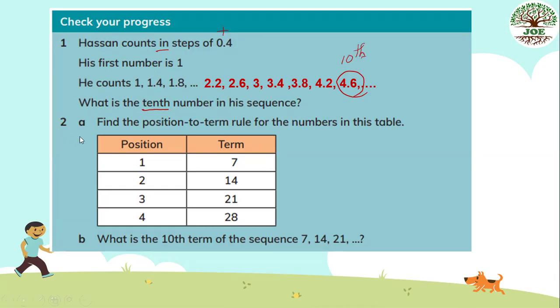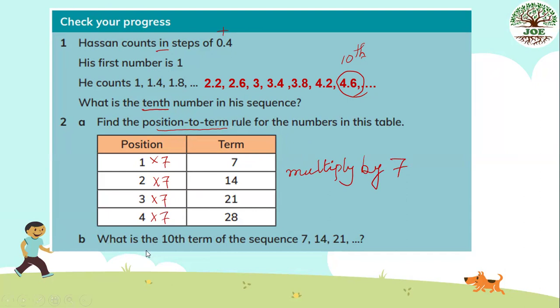Okay, number 2, part A. Find the position-to-term rule for the numbers in this table. Positions 1, 2, 3, 4; terms are 7, 14, 21, 28. So 1 becomes 7, which means 1 times 7. 2 times 7 is 14. 3 times 7 is 21. 4 times 7 is 28. So the position-to-term rule for the numbers in this table is multiply by 7.